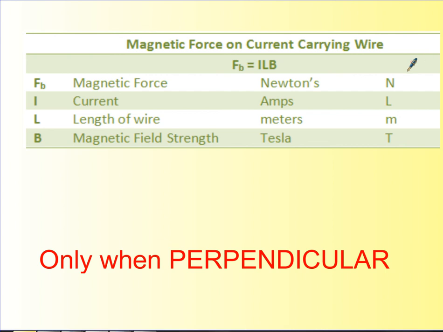Now, what is the magnetic force on a current carrying wire? Well, it's F_B = ILB, where F_B is the magnetic force in newtons, I is your current in amps, L is the length of the wire in meters, and the magnetic field strength B is in teslas. Now, this is only true when they're perpendicular, but we're only going to do perpendiculars.